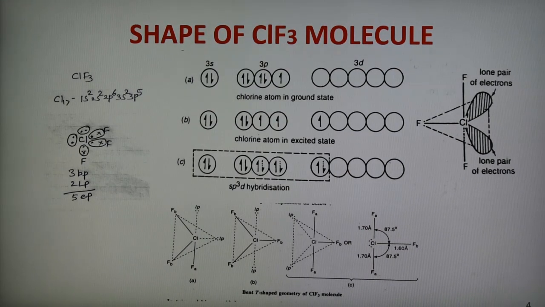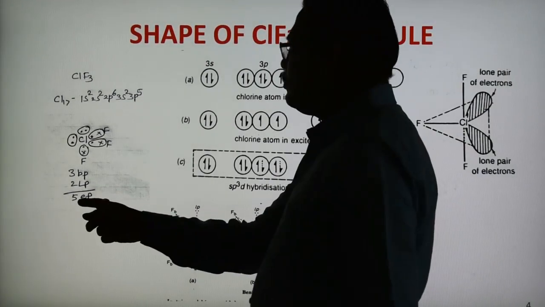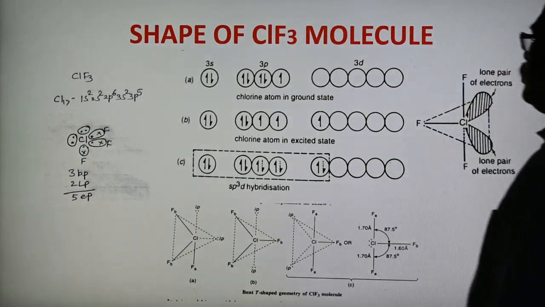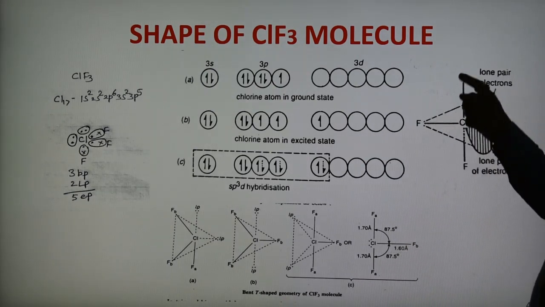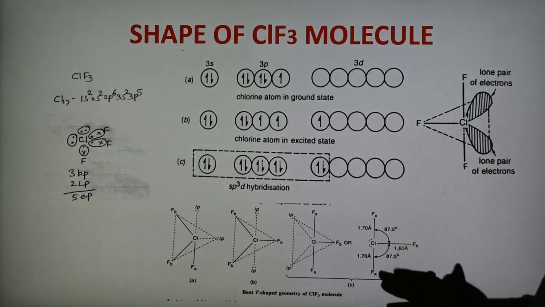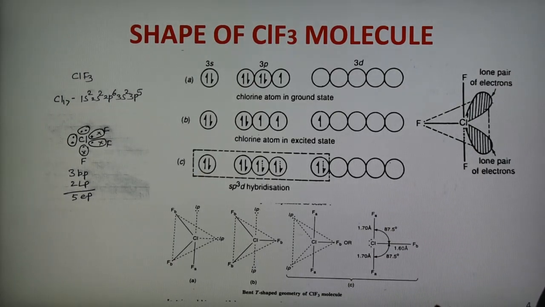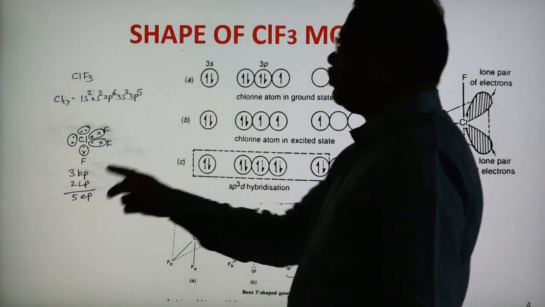So there are 5 electron pairs. As we know, on the basis of rule number 1, the geometry of the molecule should be trigonal bipyramidal. So for 5 electron pairs, whether bond pair or lone pair, the shape should be trigonal bipyramidal. And this molecule ClF3 contains 2 lone pairs.